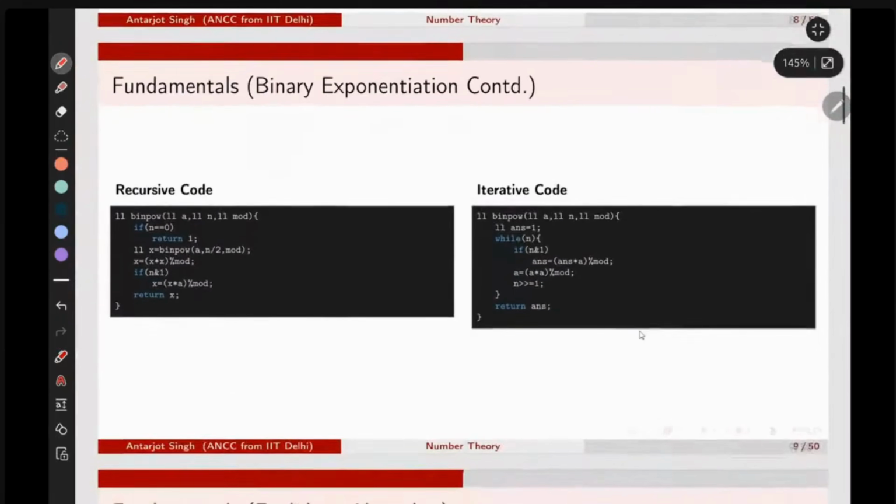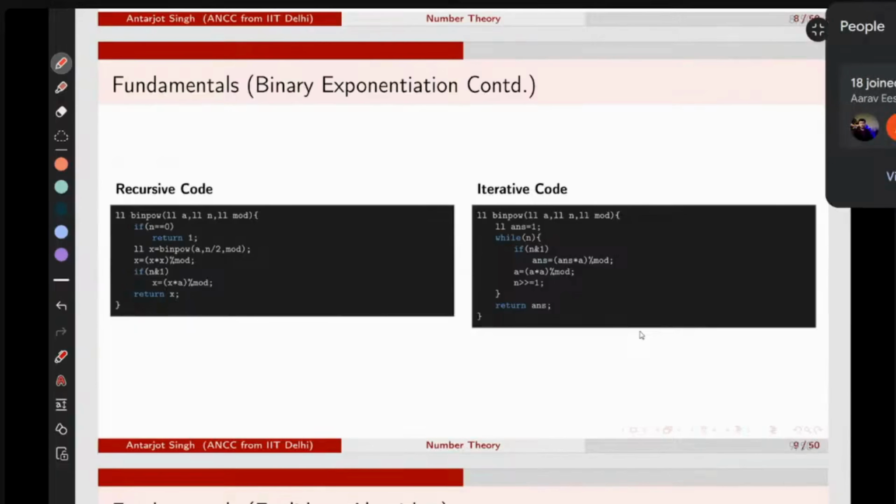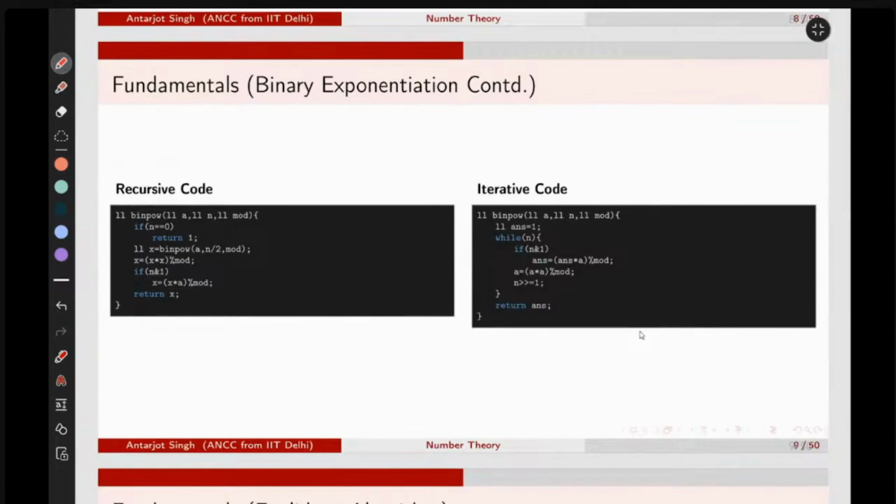If you want, I can explain it through an example too. How are we calculating x to the power n? Did you guys understand, or do you need an example? Sir, please show an example. Yeah, sure.